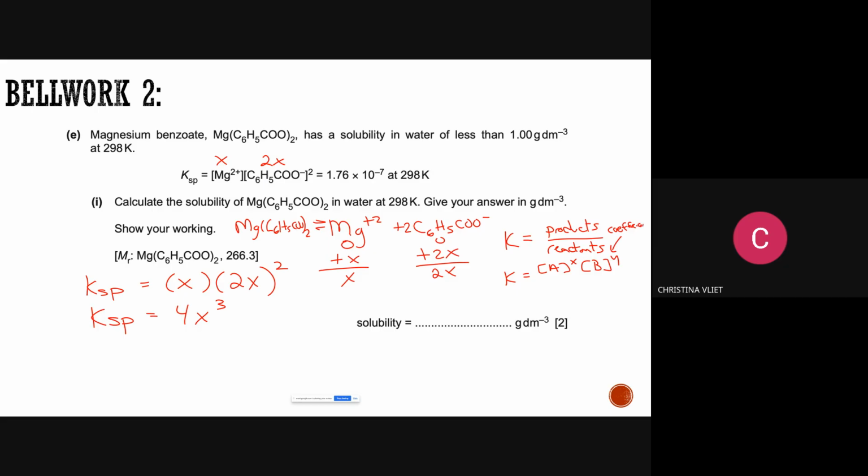Every equilibrium is done like that, where these numbers right here are the coefficients from your balanced equation. That's why you're seeing it count twice. The 2 in here and the 2 up there. And so then we have our Ksp is 1.76 times 10 to the negative 7 equals 4x cubed.